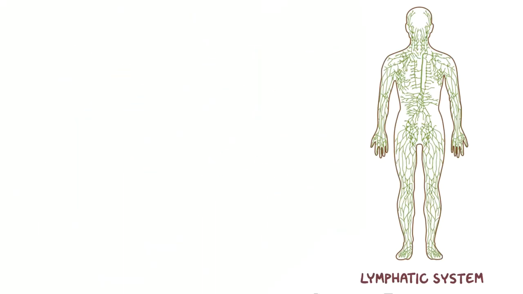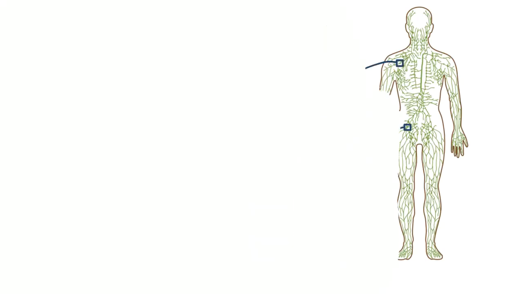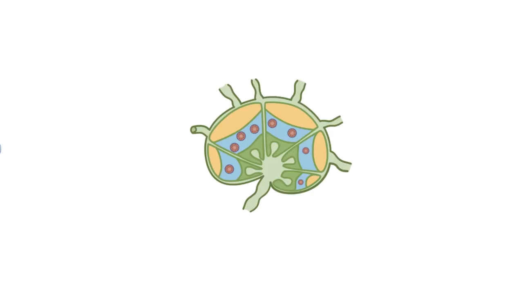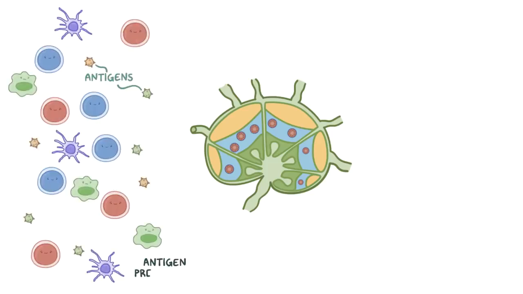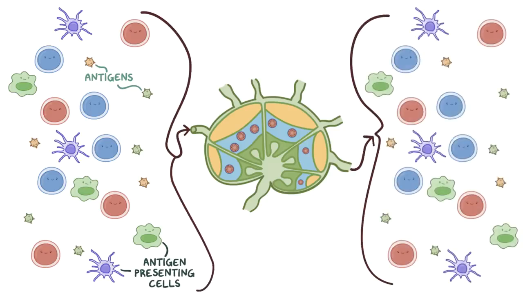Once the B cell starts to explore the body's lymphatic system, they travel from lymph node to lymph node in search of antigens. Lymph nodes are scattered throughout your body, and each one is a highly organized structure where millions of B cells, T cells, antigens, and antigen-presenting cells pass through every day, kind of like a busy airport.